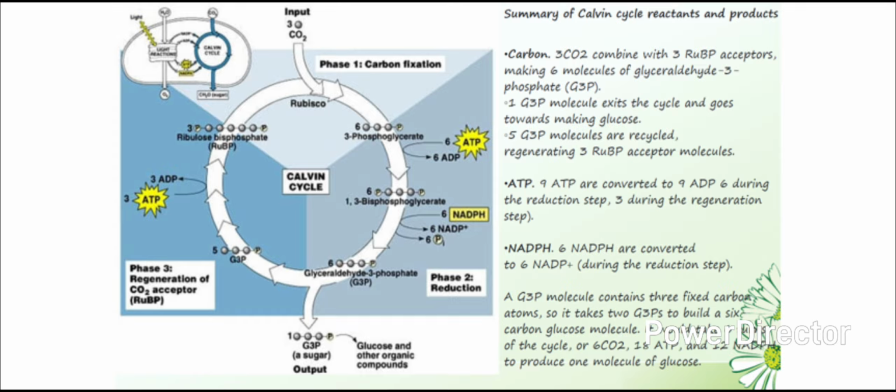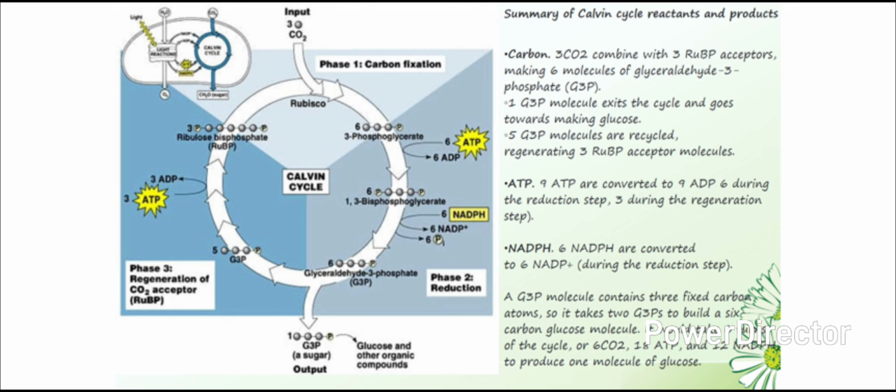Carbon: 3 carbon dioxide combine with 3 RuBP acceptors, making 6 molecules of glyceraldehyde 3 phosphate, that is G3P. One G3P molecule exits the cycle and goes towards making glucose. The remaining 5 G3P molecules are recycled, regenerating 3 RuBP acceptor molecules.